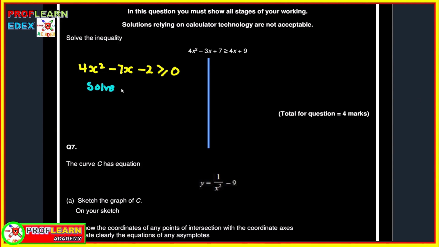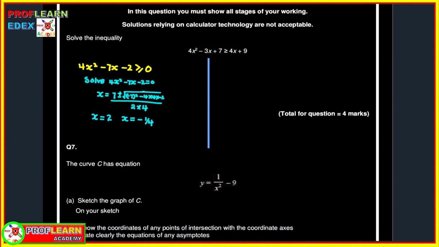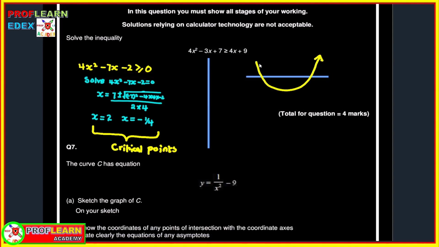Then now we're going to treat that inequality as an equal sign so that we can get the critical points. Solving the quadratic equation, we get the value of x to be equal to 2 or x equals negative 1 over 4. Now, once we have this, we are going to represent that on a diagram. These are our critical points, and then we can draw a representation of that quadratic.